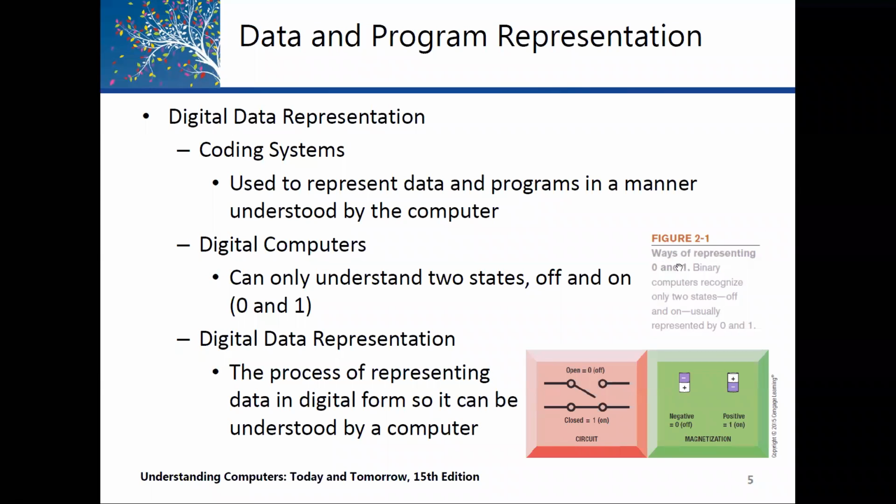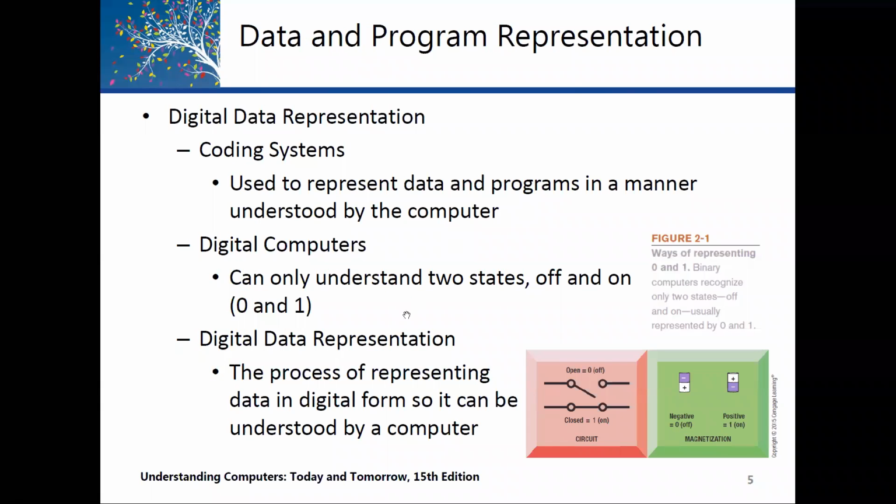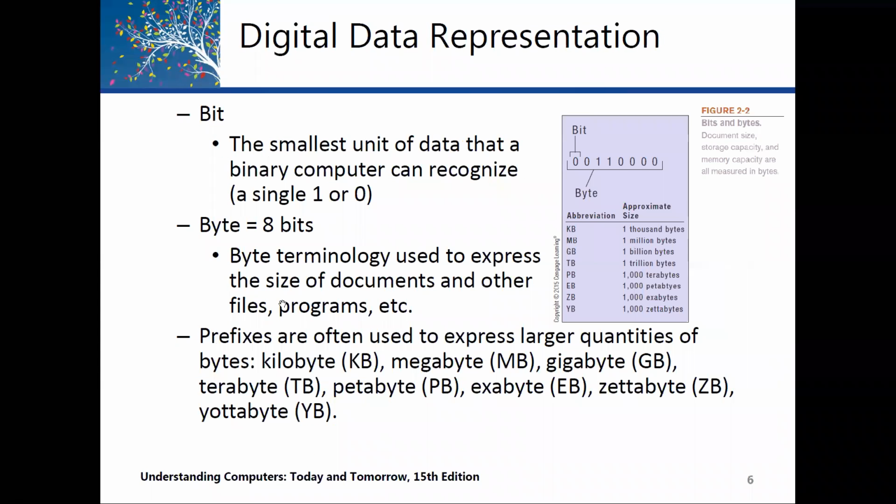So what are those digits that a computer understands? That is 0 and 1, and we call it a binary digit, as there are only two digits. Bi means two, so they are binary digits. The computer can only understand binary digits, and in short we call it a bit, right? So what do we mean by a bit? Bit is the short form of binary digit, and this is the smallest unit of data that a binary computer can recognize, a single one or zero.